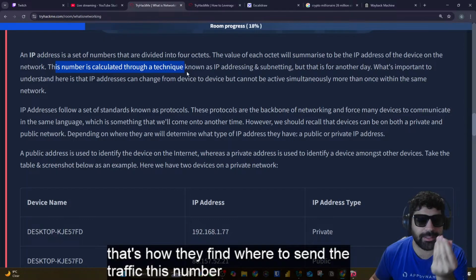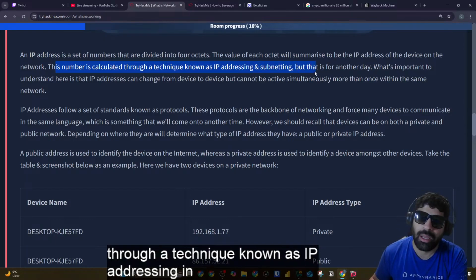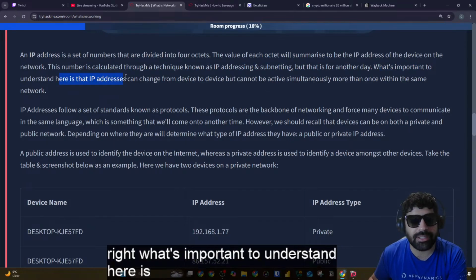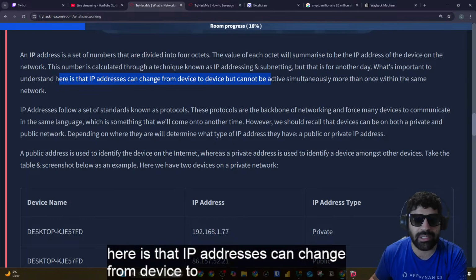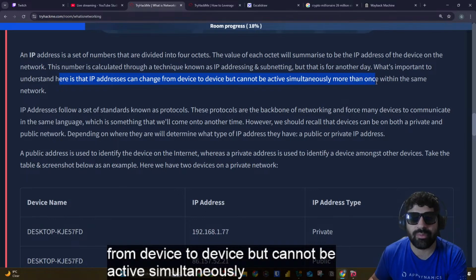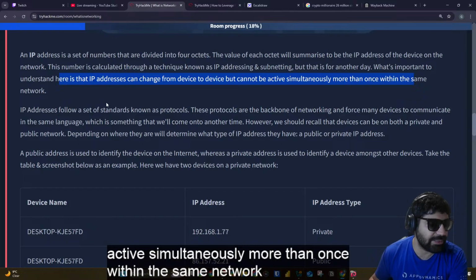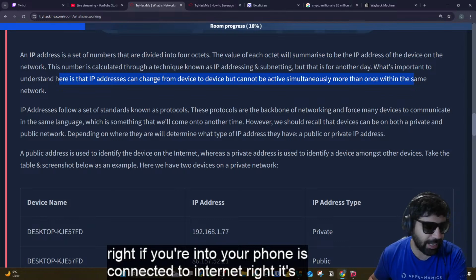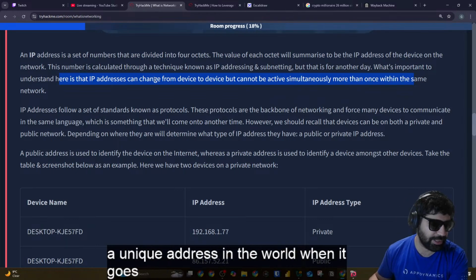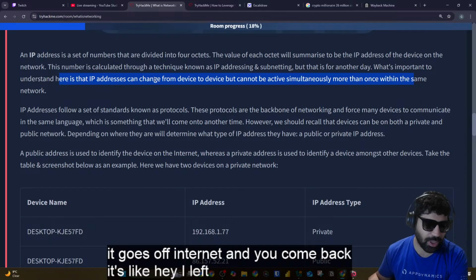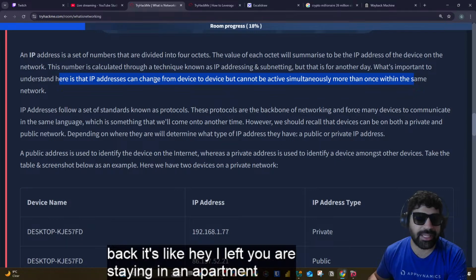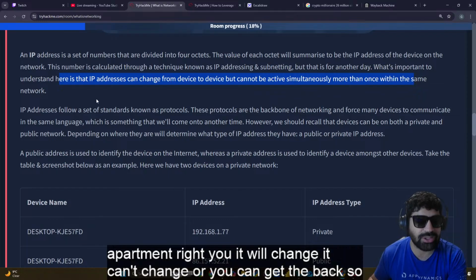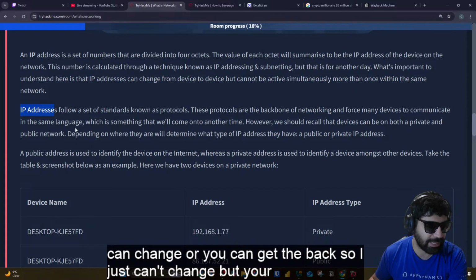This number is calculated through a technique known as IP addressing and subnetting, but that is for another day. What's important to understand here is that IP addresses can change from device to device but cannot be active simultaneously more than once within the same network. What it means is, if your phone is connected to the internet, it has a unique address in the world. When it goes off the internet and you come back, it's like you are staying in an apartment, you left and came back. You won't get the same apartment. It can change, or you can get it back. So the IP address can change, but your MAC address will remain the same.